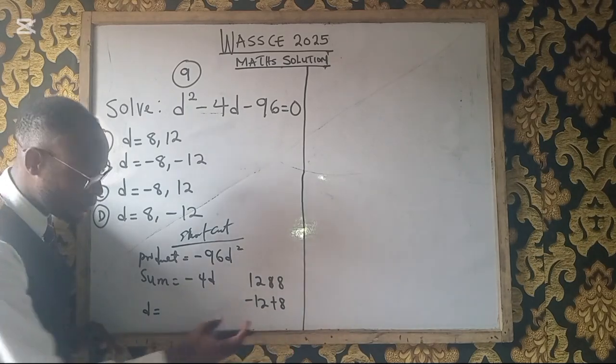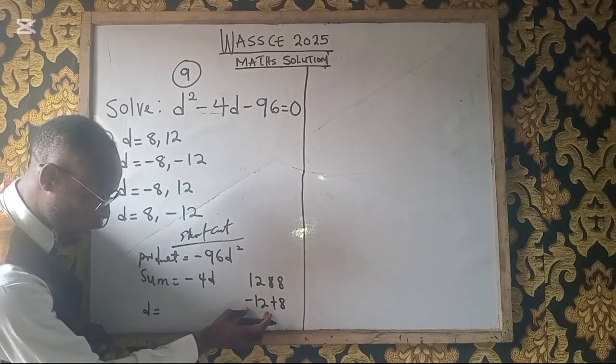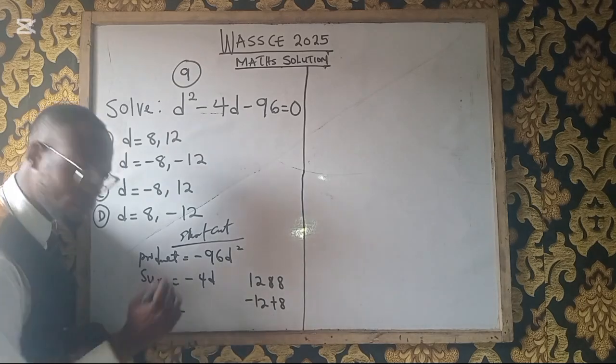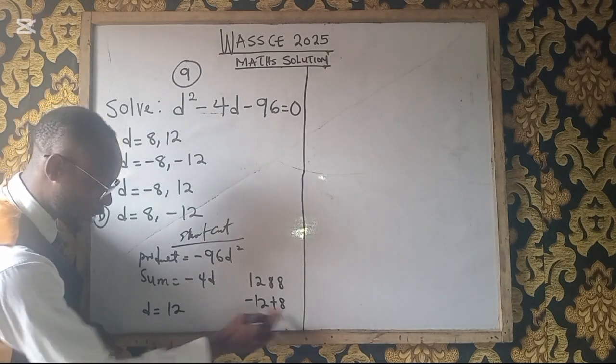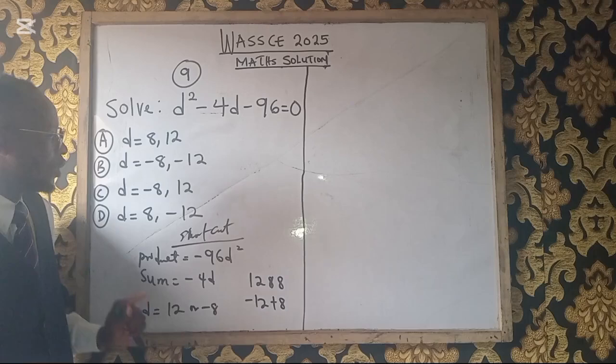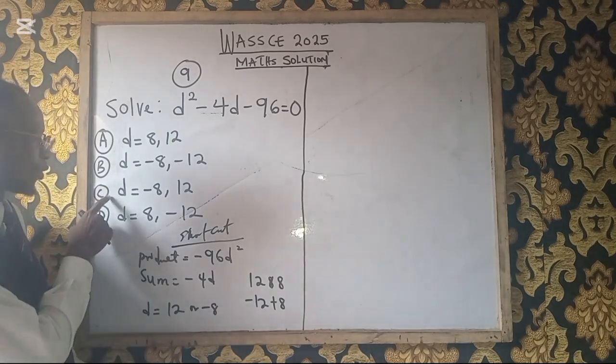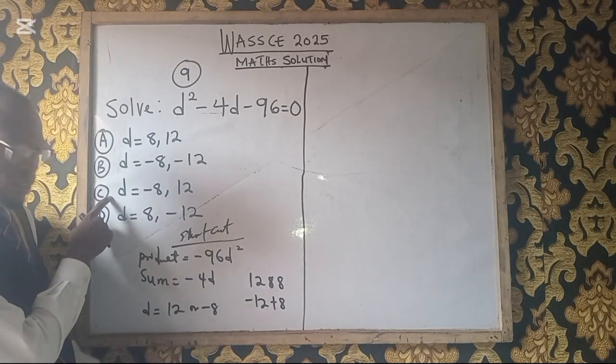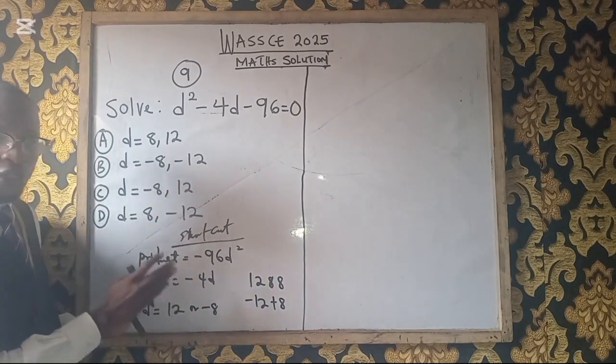That's the shortcut. Change the sign. This is minus 12 before, so it becomes 12. Can you see that? This is plus 8, becomes what? Minus 8. So the value of d is just 12 or minus 8. So quickly, our answer will be option C. Can you see that? 12 or minus 8. That is the shortcut on how to get it.